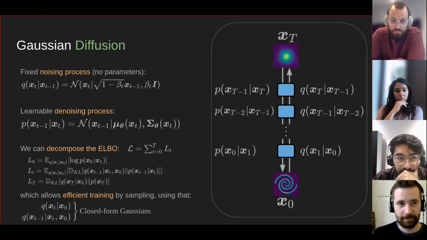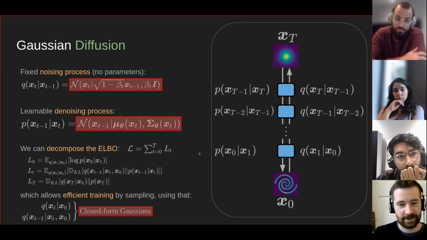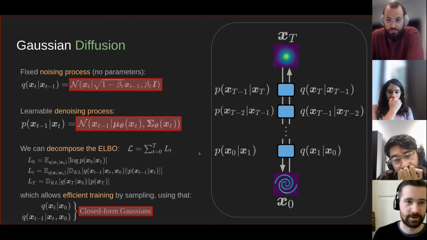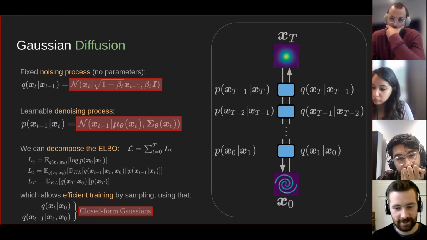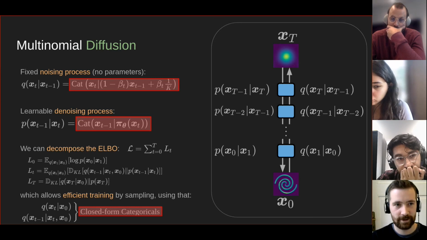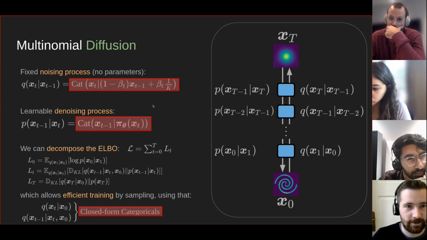So this is what I call Gaussian diffusion. This is what pretty much all the papers have used, and that's because you have Gaussians here. And so what we did was introduce multinomial diffusion, where we simply replace these by categoricals. So it's very simple, really. The only thing that changes is what I've highlighted in red here.